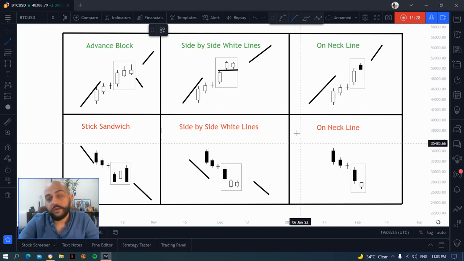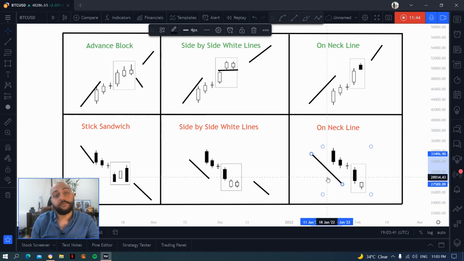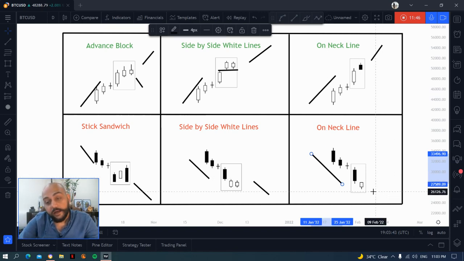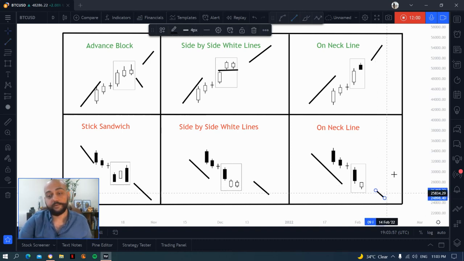Okay, and the last one is called the on-neck line as well, but it's in a bearish trend. Notice how the trend is going down. We have a strong bearish candle right here, then a gap here, then a small bullish candle. It's the same thing here. The bulls tried to reverse the market to go up, but they couldn't cross where the previous day closed. So this indicates that the buyers' power is still not enough to cause a reversal in the market, which is what causes the continuation to happen.